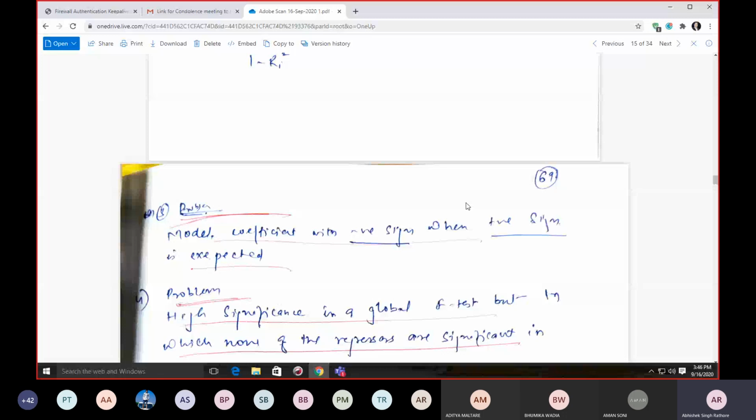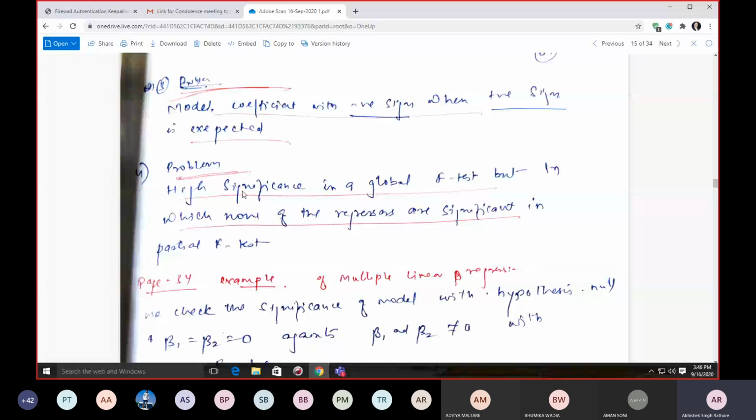Again, the next problem is that, let's say, you have a highly significant value in the global F test, but when we consider each coefficient in the presence of the others, we will not get sufficient significance for all those values. So it just gives you wrong estimates of your values when you have multicollinearity.